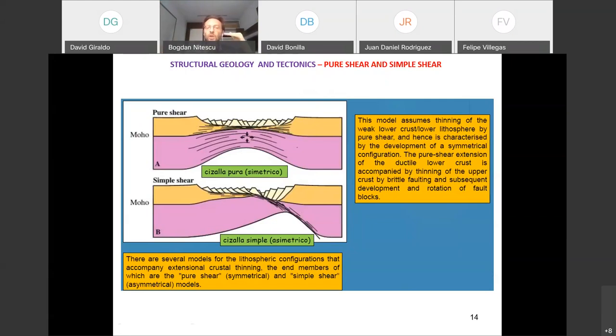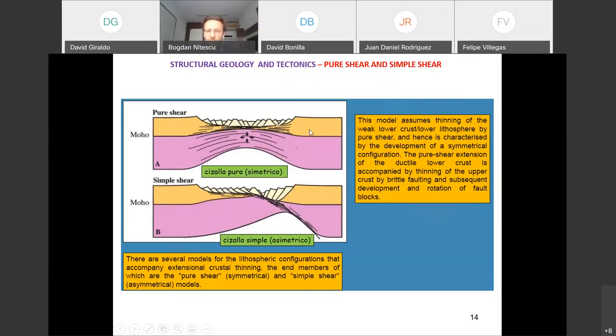And you have here two end models. You'll see them in many books. If you like geology and you start reading geology, you'll see them in many books. And these two models are pure shear and simple shear. So basically, when you have the pure shear deformation, it's as if you extend this thing and it deforms uniformly, as you can see. In the upper crust, it develops all these normal faults and these blocks get rotated. And this is called a Horst and Graben system. But anyway, we talk about it later.